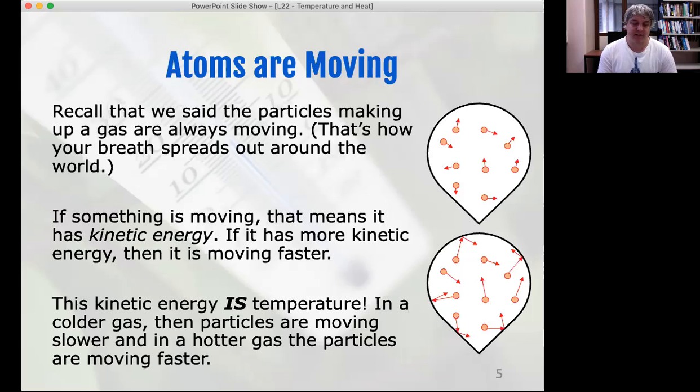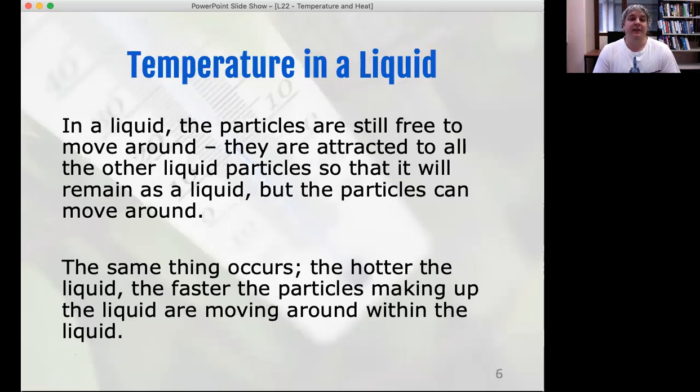But it's not just gases, it's the same for solids and liquids. In liquids, remember, the particles are still moving around. So if the particles are still moving, they still have kinetic energy, so they can just move around in the body of liquid a bit faster than they would in colder liquid. So it's the exact same concept with gases and liquids.